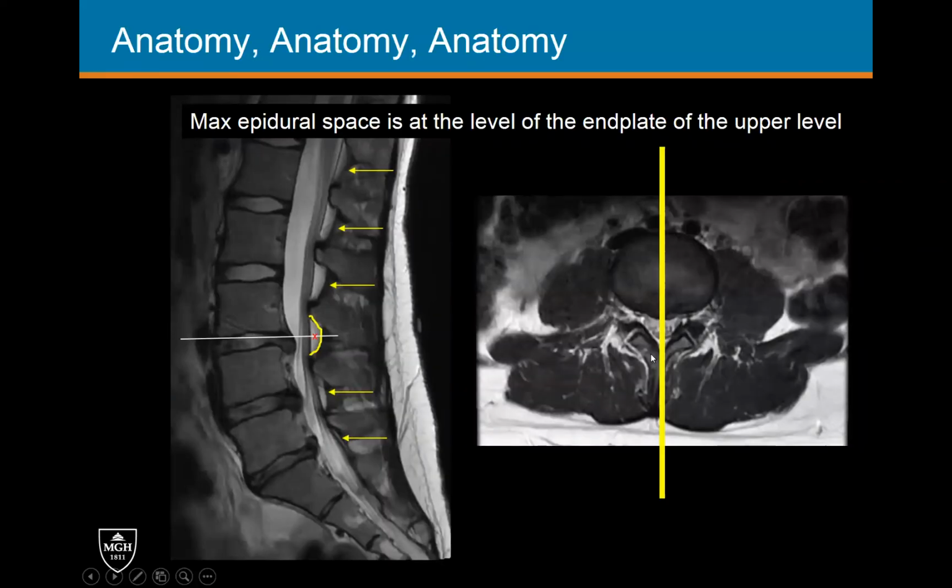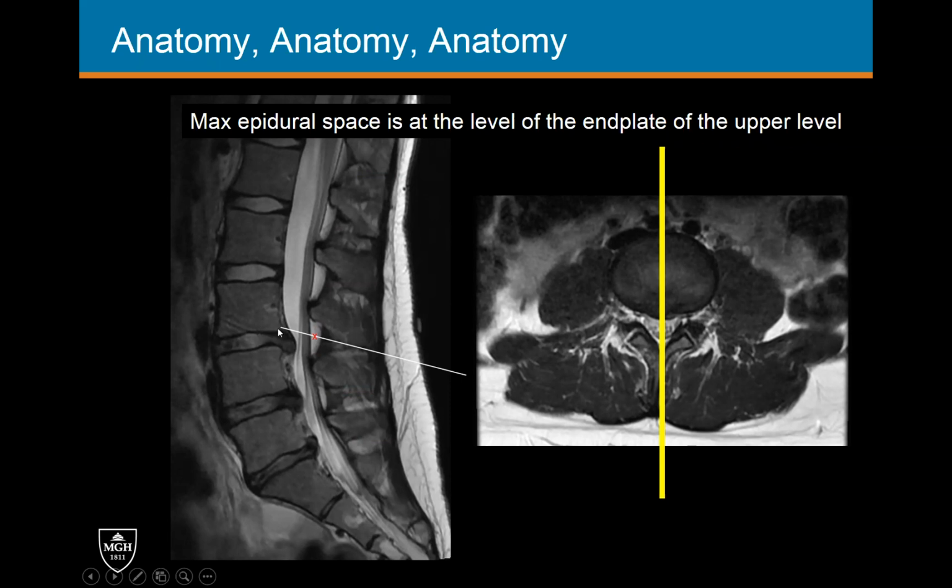So the goal of this is to reach the posterior epidural space, and the maximum posterior epidural space is pretty much at the level of the end plate of the level above. Meaning, if you're at L3-4, the maximum epidural space is at the inferior end plate of L3, so where my X is and where I've drawn this line. And so our needle approach is going to be something like that. Remember, we're going to pass underneath the paralaminar arch and get to here.